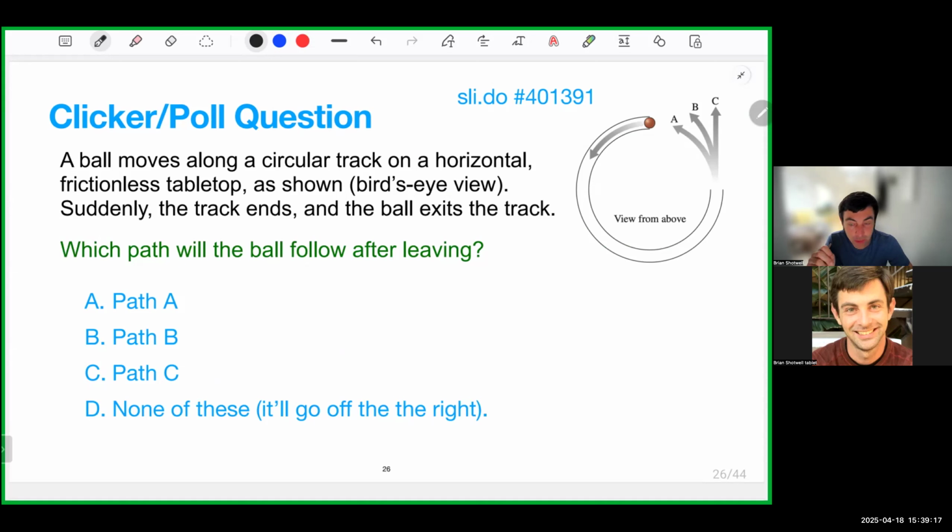Suddenly the track ends and the ball exits the track. So as soon as the ball leaves, there's nothing keeping the ball moving around in a circle. So this is actually Newton's first law. Right? If there are no forces acting on an object, then there's no change in the velocity. So the ball is not going to change its velocity. It's going to move straight. It's going to be path C.